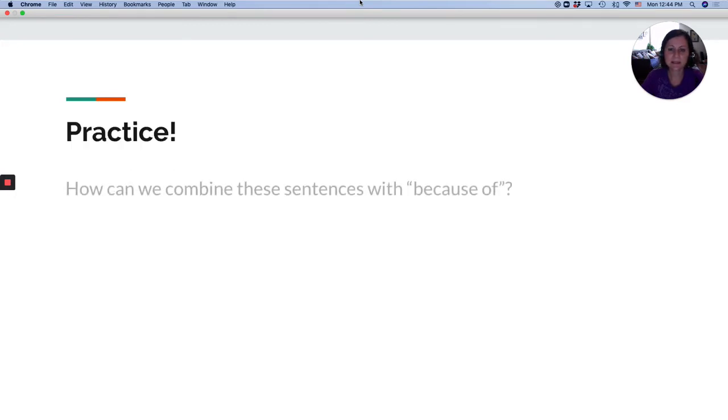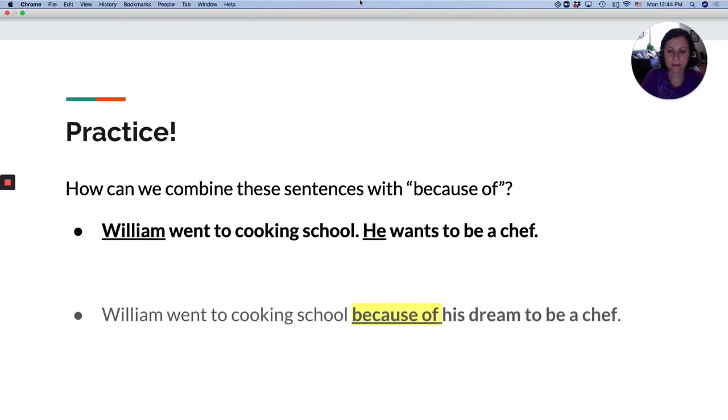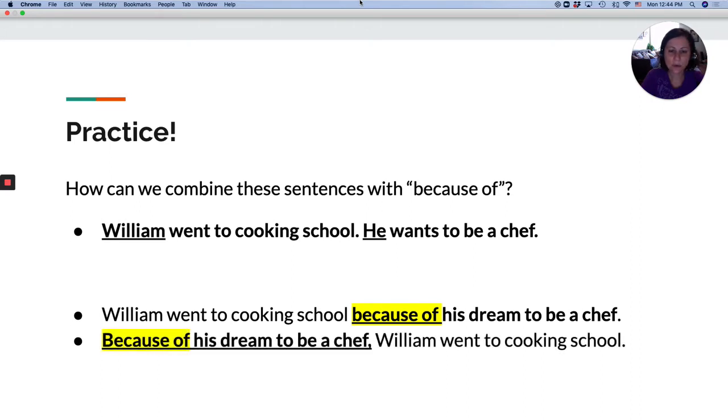Let's practice. How can we combine these sentences with because of? William went to cooking school. He wants to be a chef. William went to cooking school because of his dream to be a chef. So I'm linking the two ideas. Or you can begin the sentence with that part. Because of his dream to be a chef, William went to cooking school.